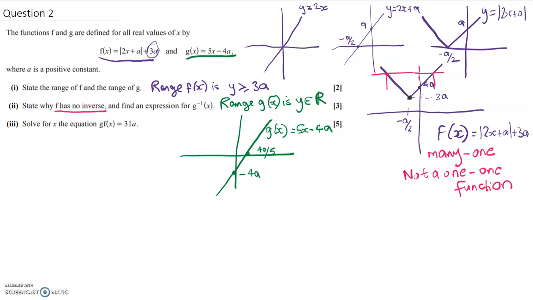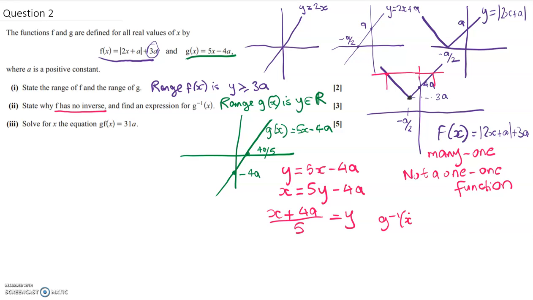However, g(x) is a one-to-one function because it's just a straightforward linear graph. We need to work out the inverse for it now. And the method that I always use is to write down y equals, and then I swap the x and the y, and then just rearrange to make y the subject. Okay, so that means that y, or the inverse of g, is x plus 4a over 5.